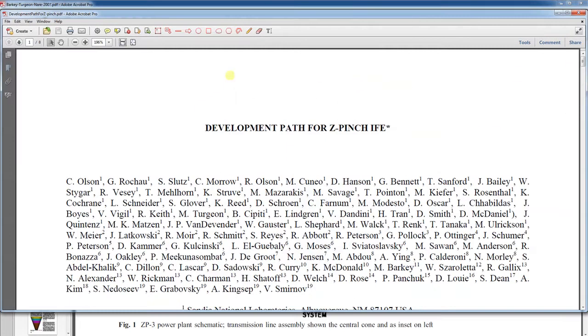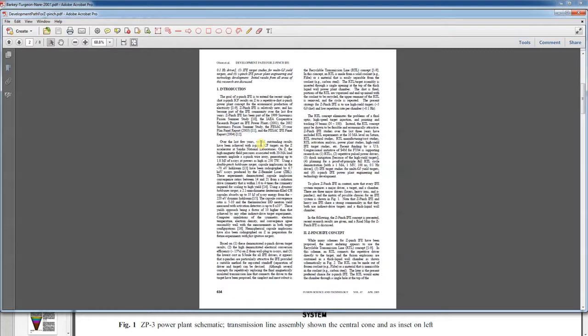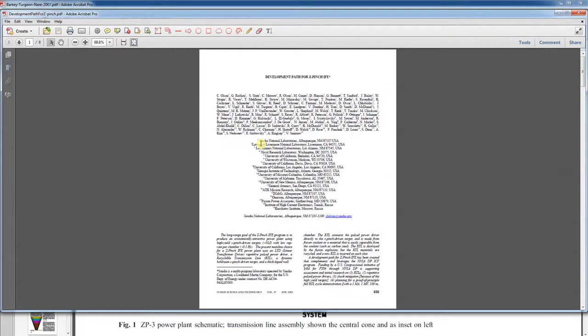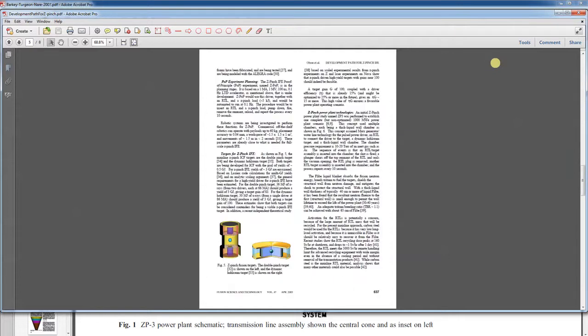It's called The Development Path for the Z-pinch IFE, and this was written primarily by Craig Olson at Sandia National Labs. It goes into the details of what it takes to do all of this.